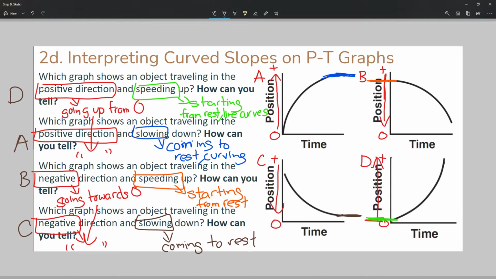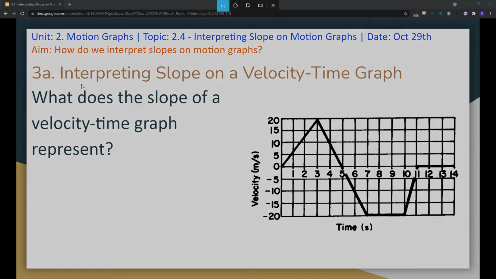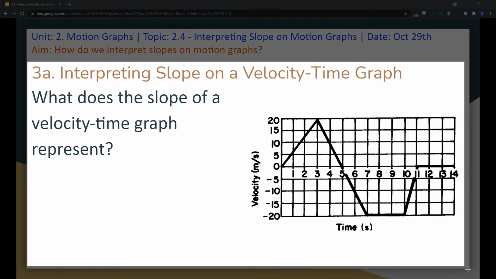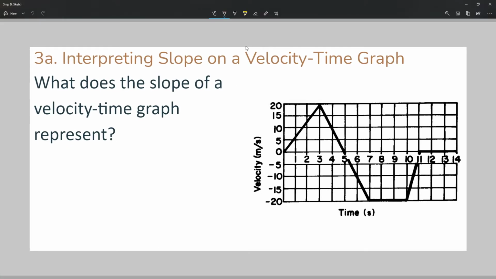Alright. Good. Feel free to pause if you still need to copy this down. And so that's how we interpret position time graphs, curving position time graphs like that. Now let's move on to interpreting slope on a velocity time graph.